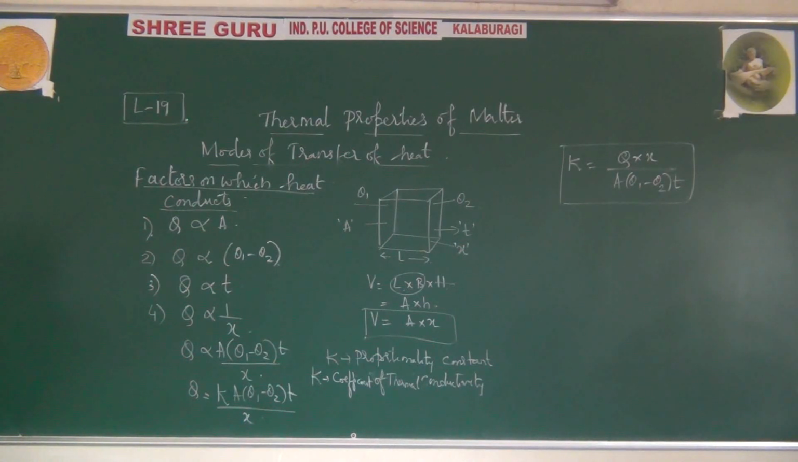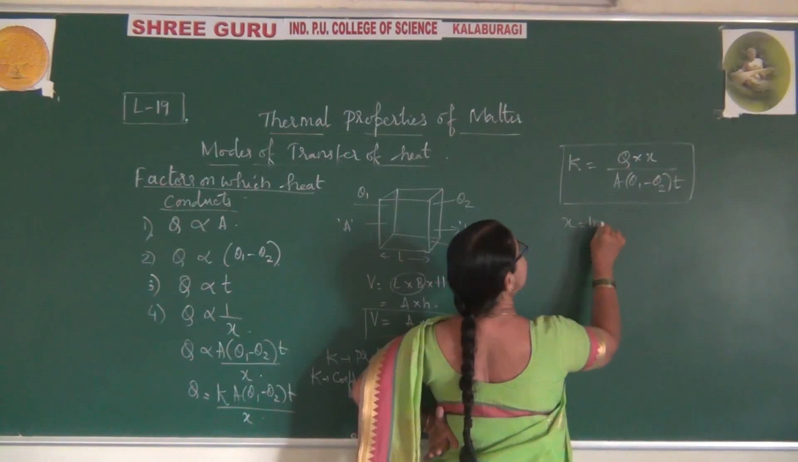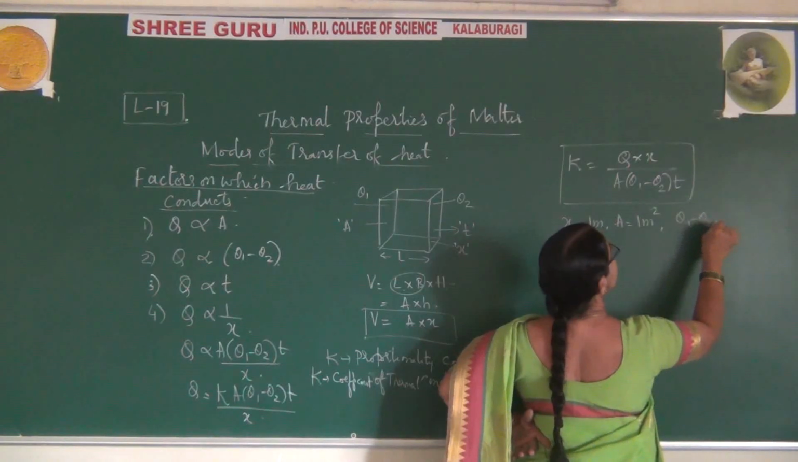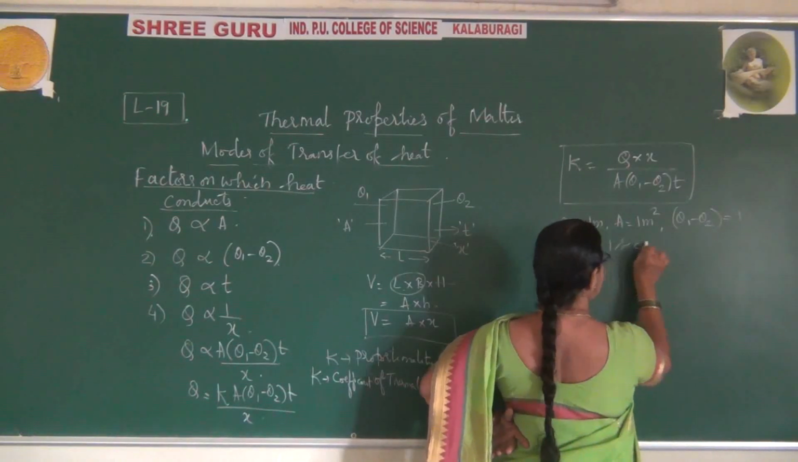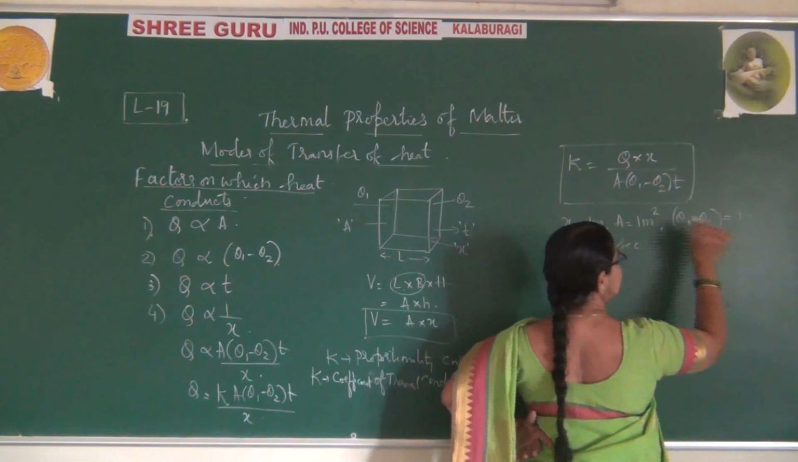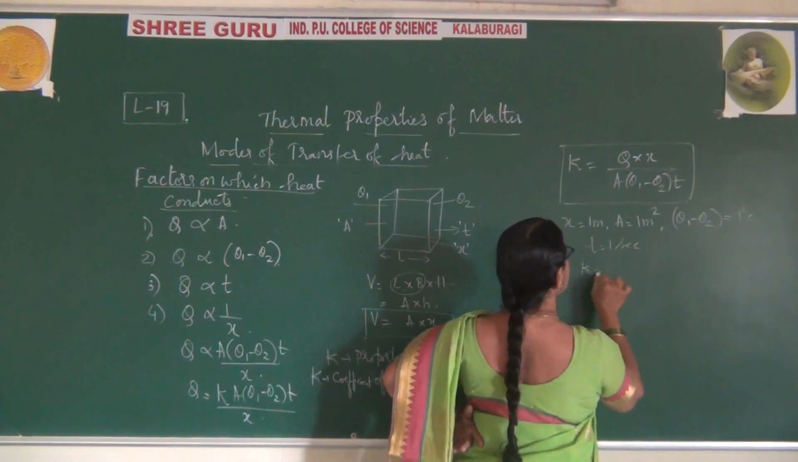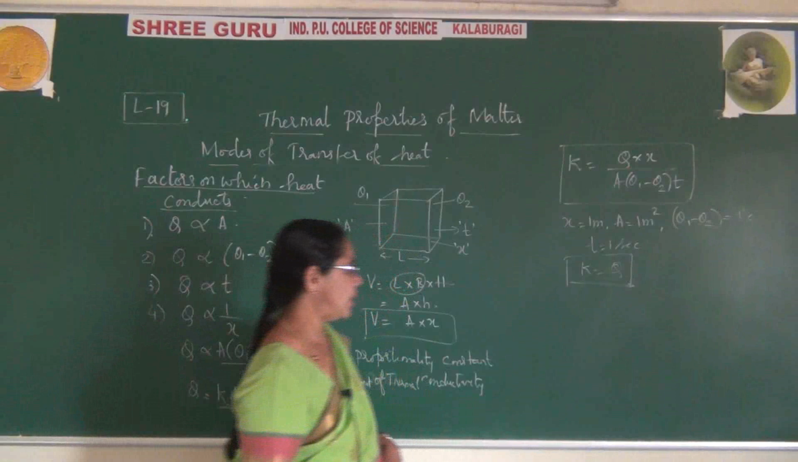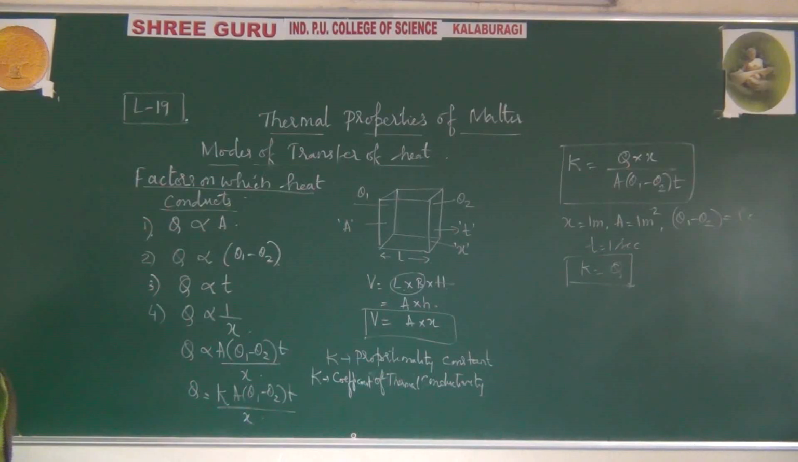Now if I say with respect to one condition, what is it? If I say that the thickness x is equal to 1 meter, area is equal to 1 meter square, and theta 1 minus theta 2 is equal to unit temperature, and t is equal to 1 second, from all this you get Q. What do you mean to say from this? Remember. Now by looking at this, you can define the coefficient of thermal conductivity.